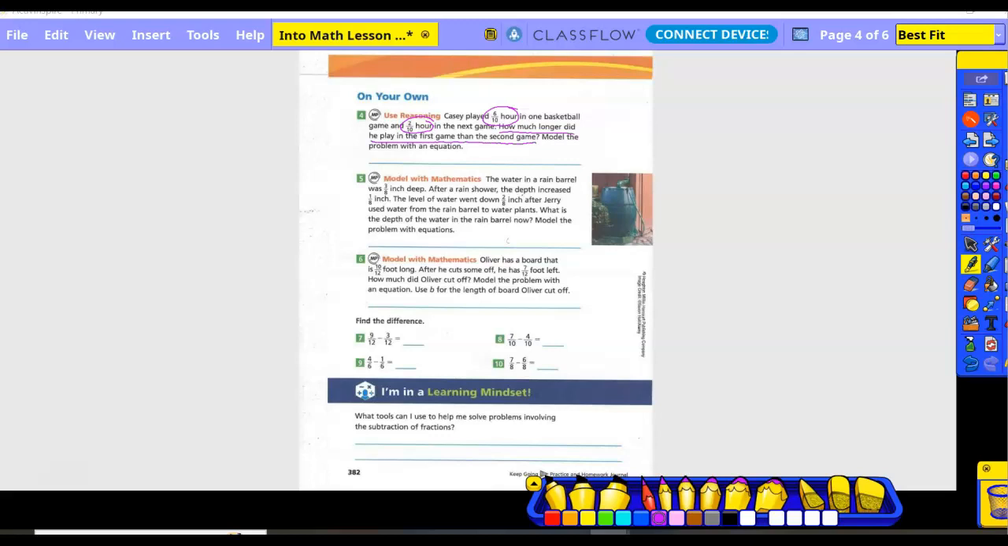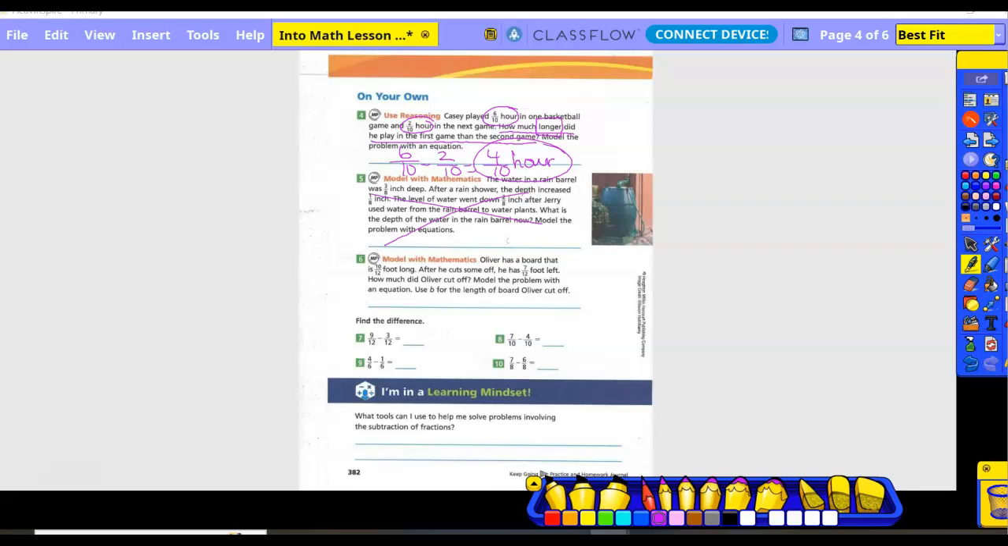What is a keyword I can do to tell me if I'm adding, subtracting, multiplying, or dividing? Longer. So what's my equation? 6/10 minus 2/10 equals 4/10 of an hour. We're going to go ahead and mark off 5 just to save us some time.